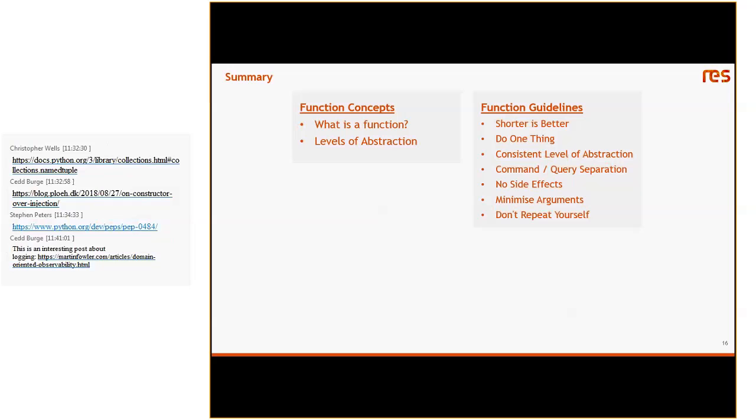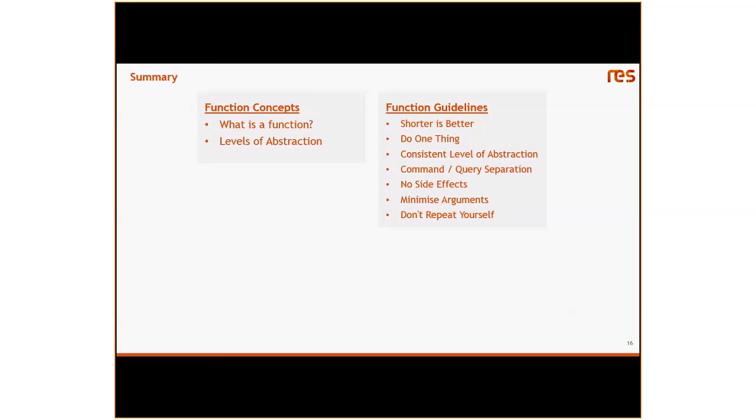So we've covered a couple of simple concepts of what a function is. We've introduced the levels of abstraction, and then the guidelines that we've looked at are: shorter is better, do one thing, try to keep a consistent level of abstraction, try to separate out your commands and queries, try to avoid side effects, minimize your arguments coming into a function, and don't repeat yourself. So that is the end of this presentation.